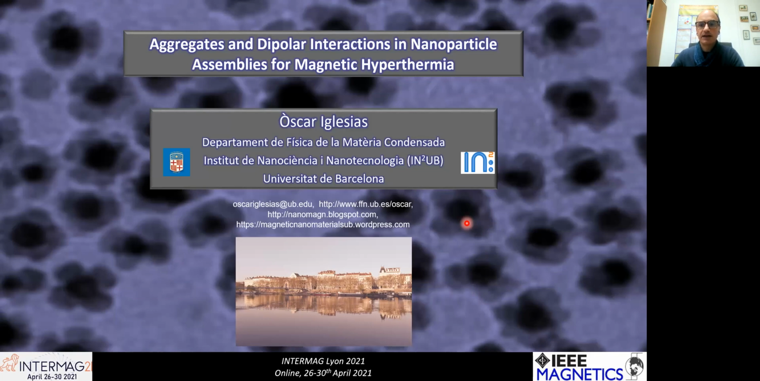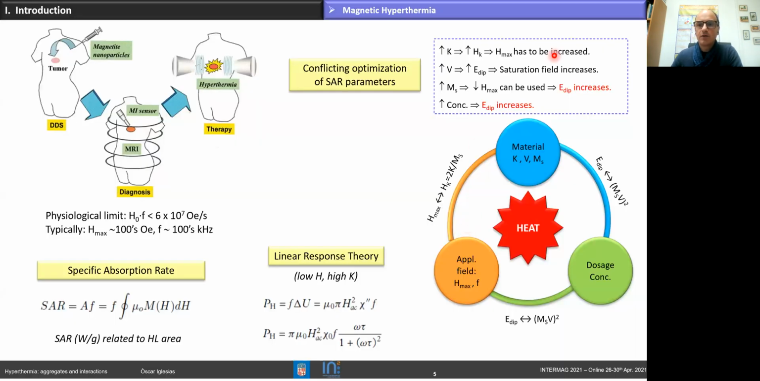Today I'm going to present results of a study of nanoparticle assemblies for use in magnetic hyperthermia. In particular, I'm going to show you the effects of dipolar interactions and the aggregation state of the assemblies on their performance for this application. What we are trying to do in this field is find the optimal parameters so as to maximize the so-called specific absorption rate, or SAR, which is directly related to the hysteresis loop area.